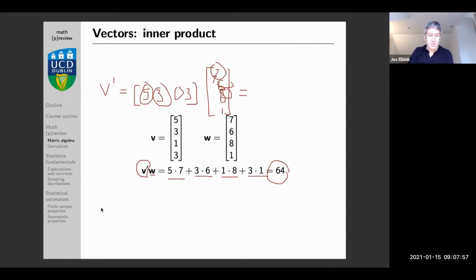Notice that we can also multiply with oneself, of course. So we can do something like this. That means transpose the vector V and then multiply it with the column vector V. So then we get 5 times 5 is 25. 3 times 3 is 9. 1 times 1 and 3 times 3 is 9. So we get, what is it? 44, I think.